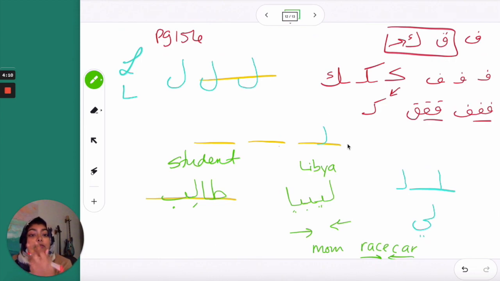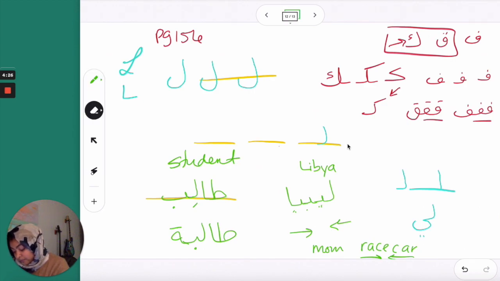How would I make this feminine? This is masculine. How would I make it feminine? What would I add to it to make it feminine? Connect, ta marbuta. Ba connects, so we're going to open it to medial position and then connect it. Okay. Talib. We can bring this closer there. Okay. Talib, taliba, student.